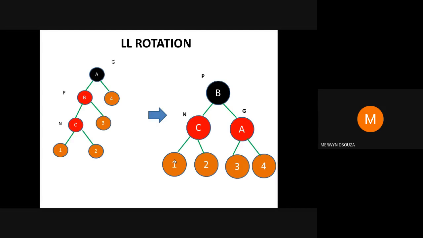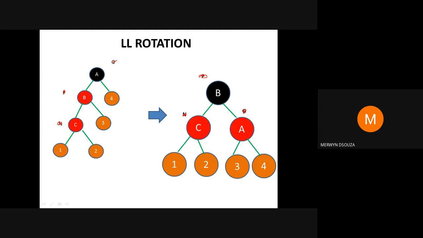I need you all to take a screenshot, or write this down quickly. LL rotation. You need not write this G, and this you need not write. Leave out this part. Don't write this. So this is your LL rotation.